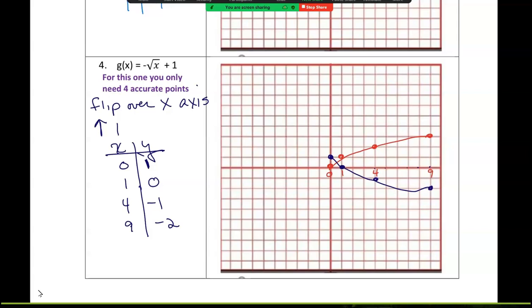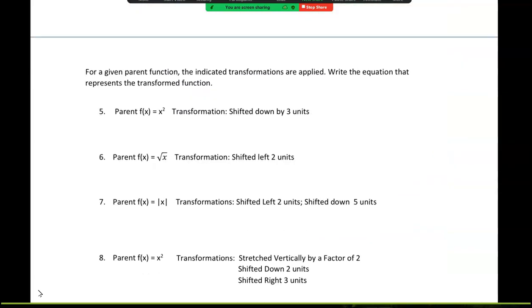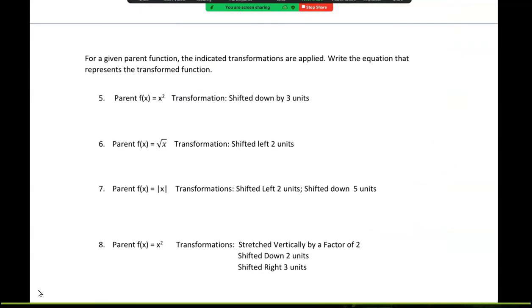Right. So that's what you have for that function. I'm happy there. Let's go to the next one. All right, here it says, for a given parent function, the indicated transformations are applied. Write the equation that represents the transformed function. Okay, so let's think about this.